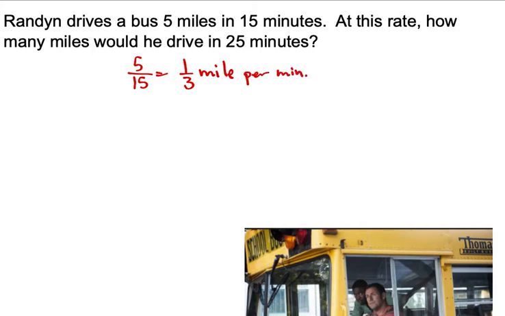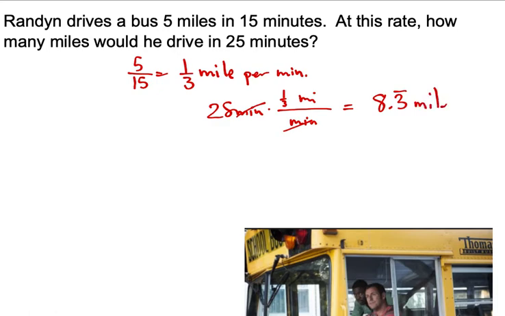Now we need to know how far you go in 25 minutes. So you can actually take 25 minutes and multiply by the unit rate, 1/3 of a mile per minute. And the minutes reduce. 25 times 1/3 is 8.3 repeating miles. So you can go 8.3 miles in 25 minutes.